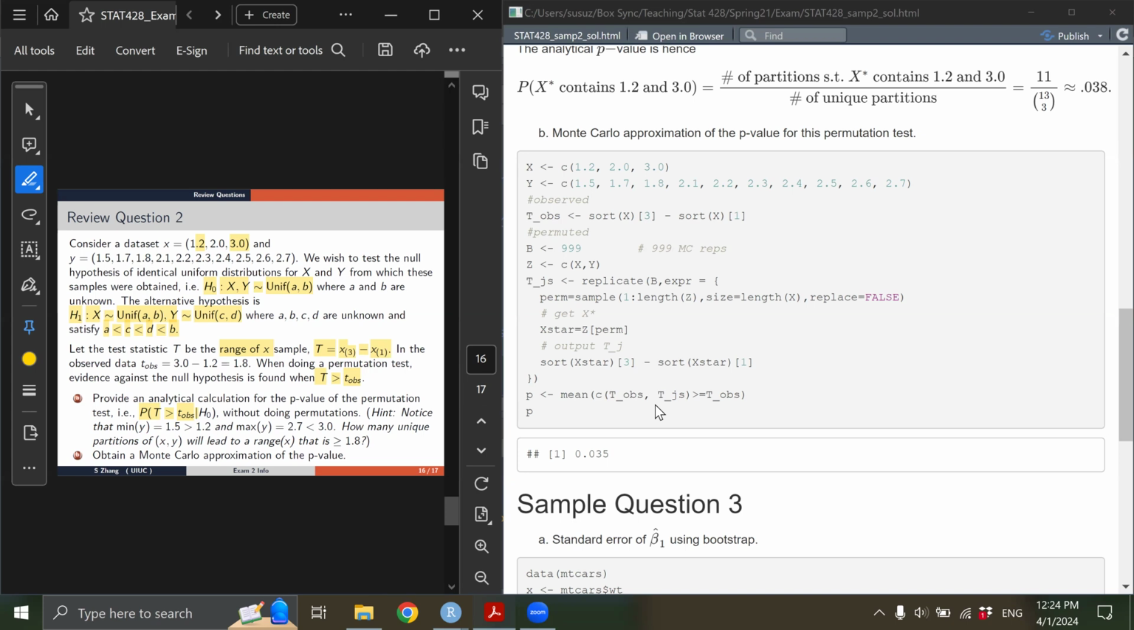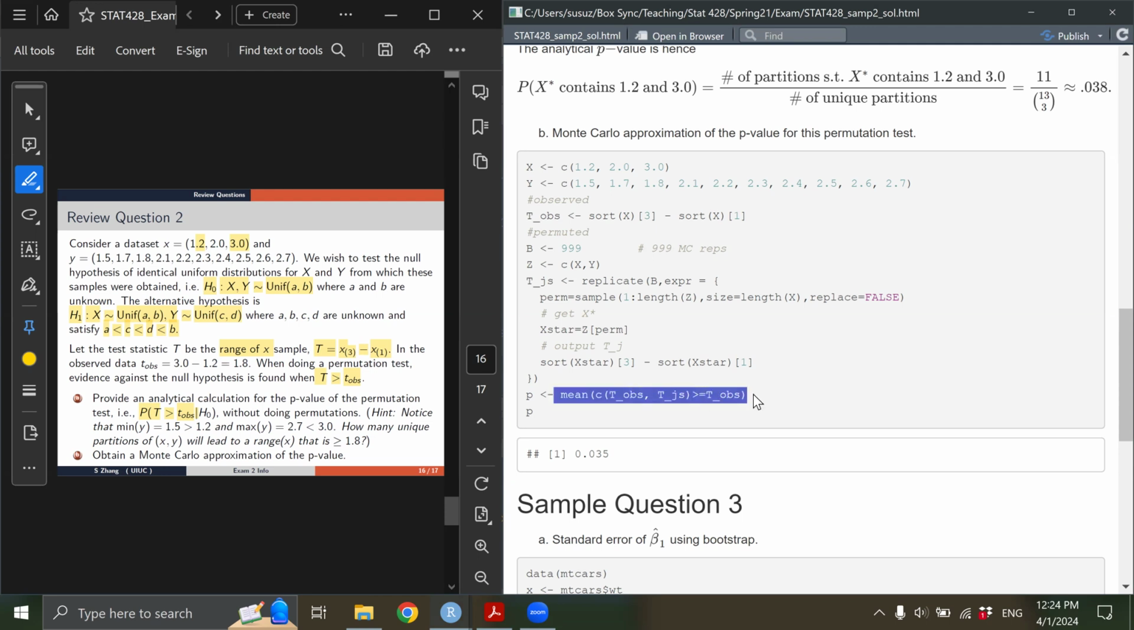And that makes sense, right? We would expect the range of X to be larger than the range of Y. So we will want an alternative hypothesis that is consistent with that. We will want a larger T, or larger or equal T, that is, than the observed one of 1.8.